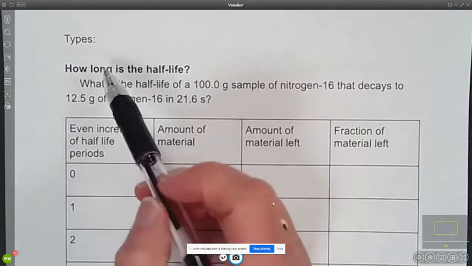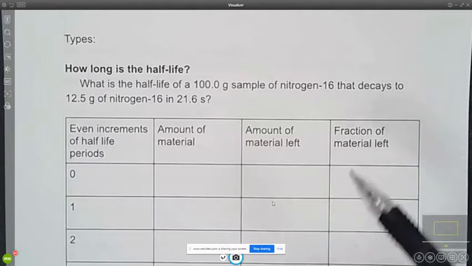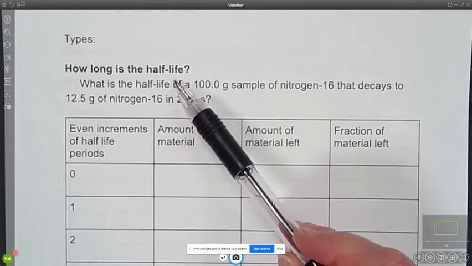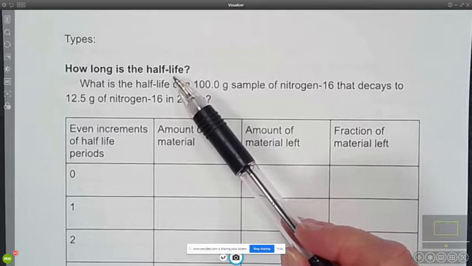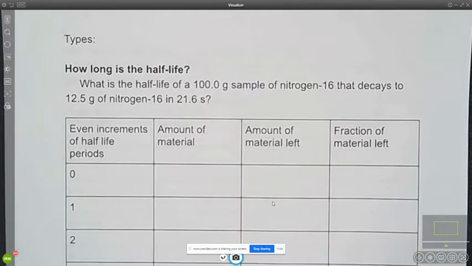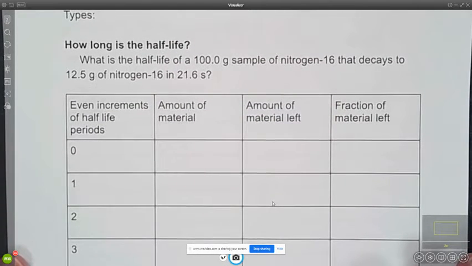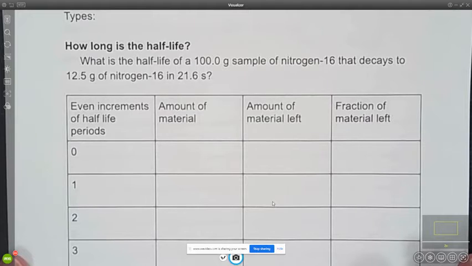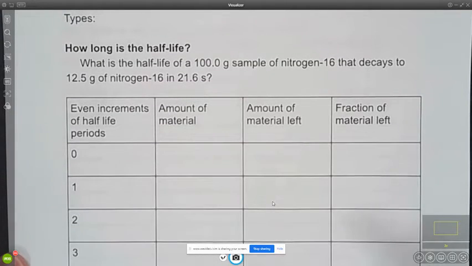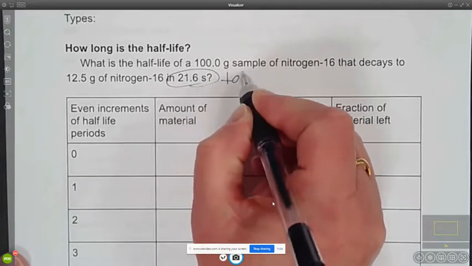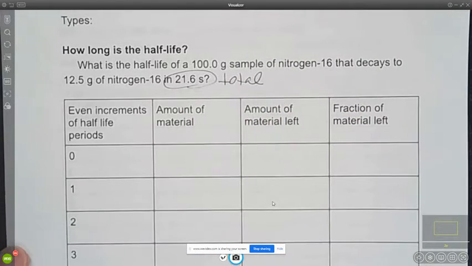So here, when I pull these up, I'm going to have the types. This is when I'm trying to find out how long the half-life of a substance is. Remember, the half-life is the length of time it takes for half of the material to decay. So here my chart is looking at a 100-gram sample of nitrogen-16 that takes to decay to 12.5 grams of nitrogen in 21.6 seconds. So that's your total time right here.